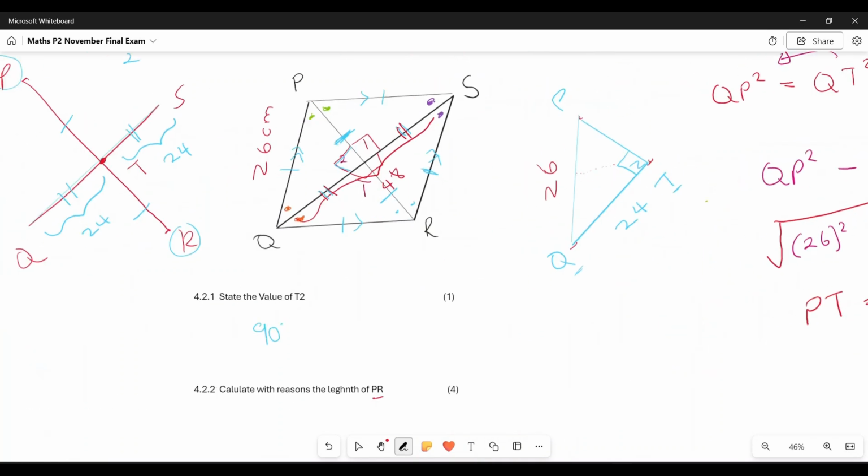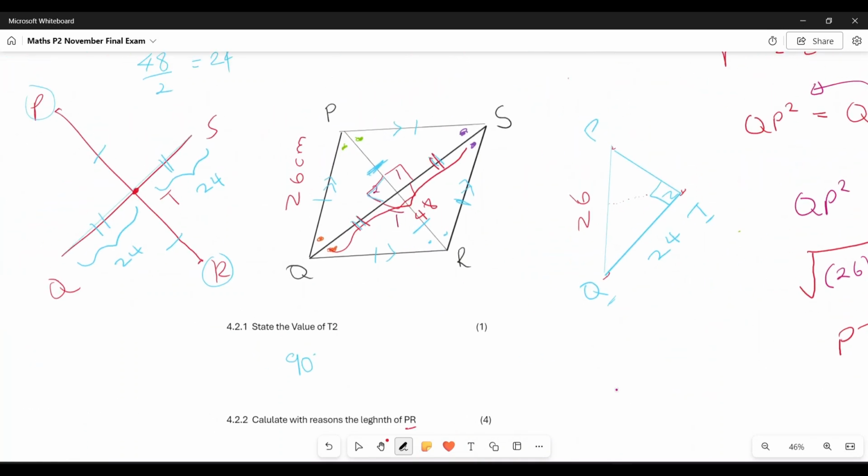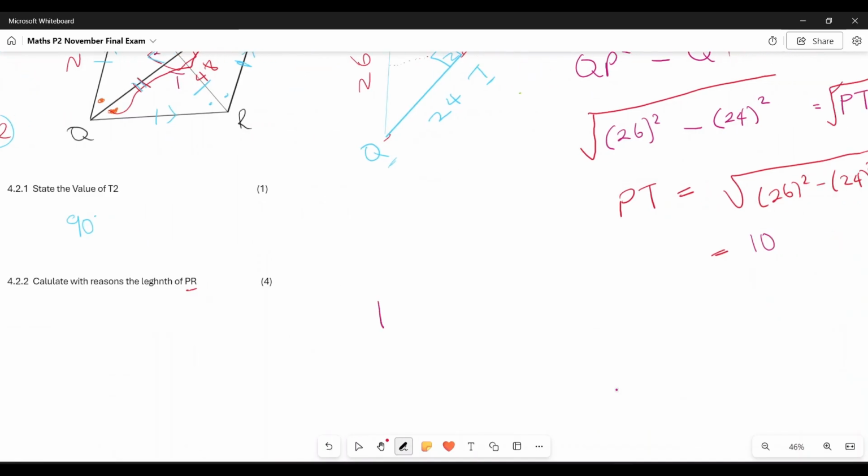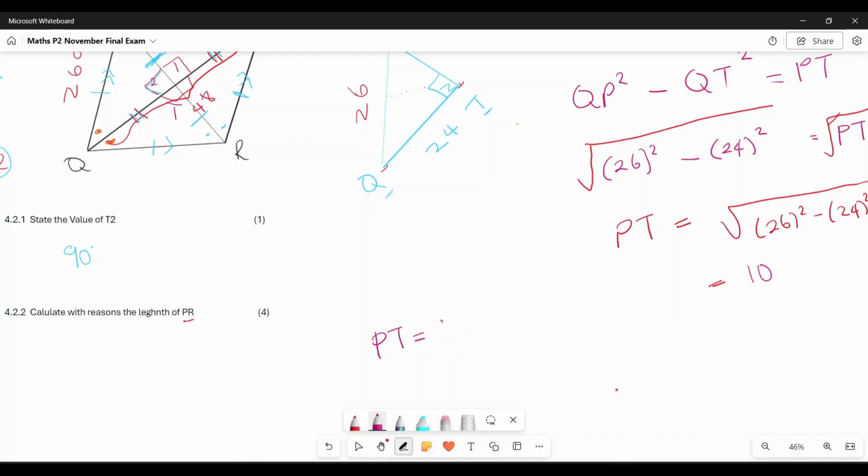Right, now here it's 10. And I know that PT is equal to my TR, which is 10, meaning that the overall length from P to R is going to be 20, right? So let me mention those points here. I know that PT is equal to TR, and why is that? These are diagonals of a parallelogram.